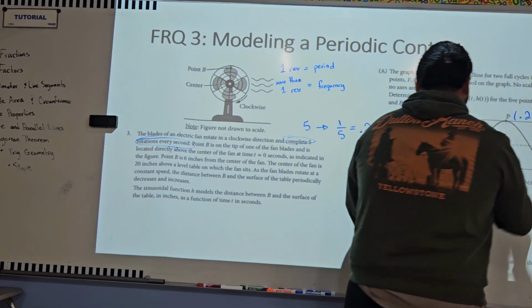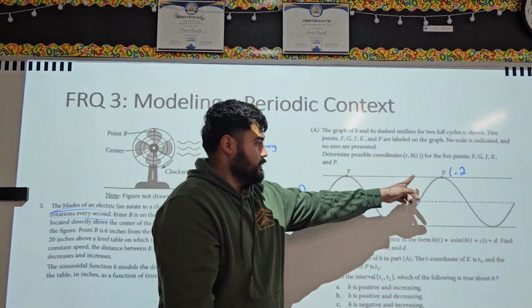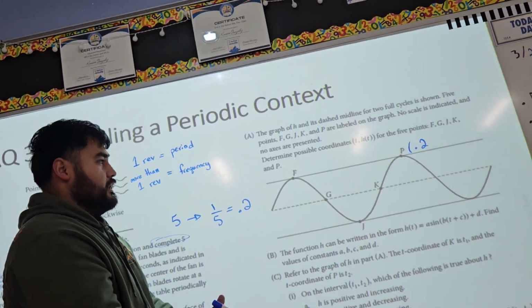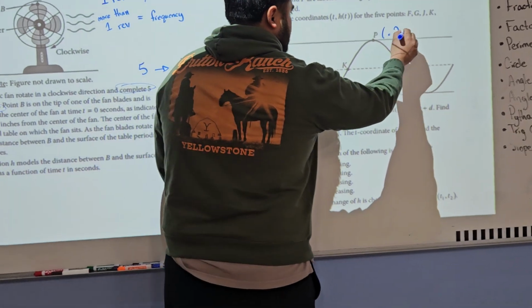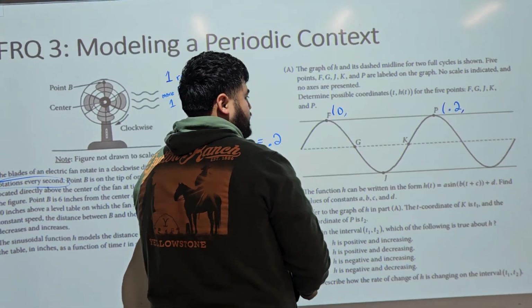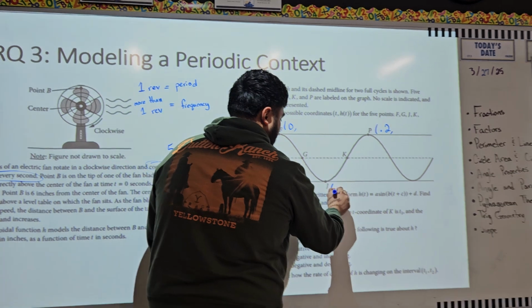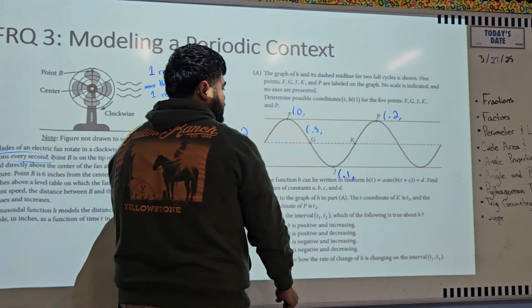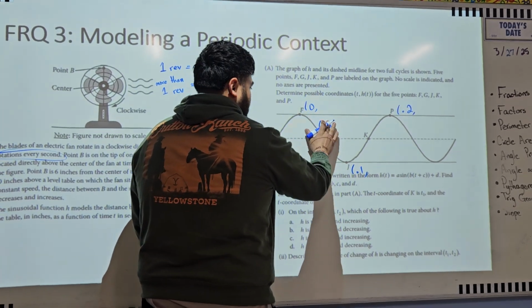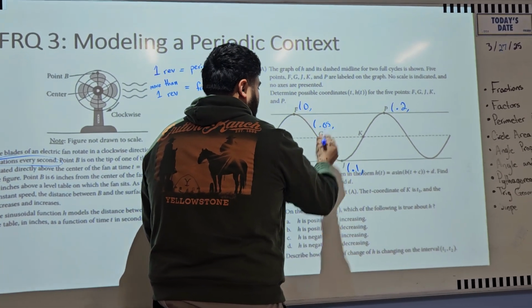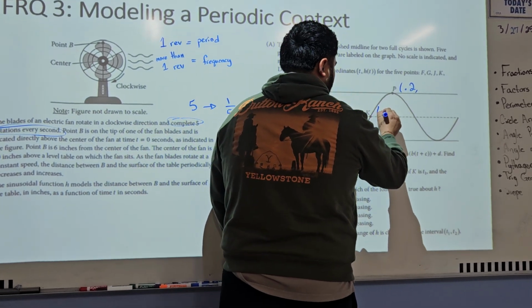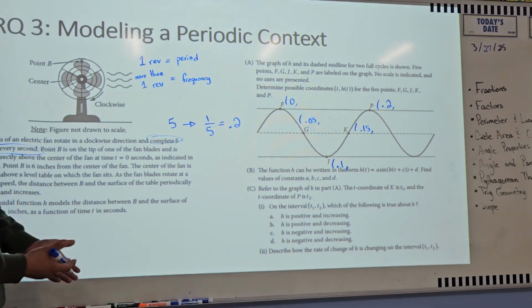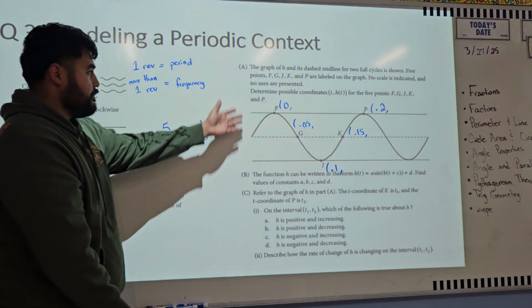My cycle, or my period, goes from maximum to maximum, because I can take this, copy paste it to the right, copy paste it to the left. So I start off at 0, and the period is 0.2. What's half of 0.2? Well, it's 0.1. What's half of 0.1? It's 0.05. If I add these together, I get 0.15. So there we go. Without even stressing, we already got a point for part A.